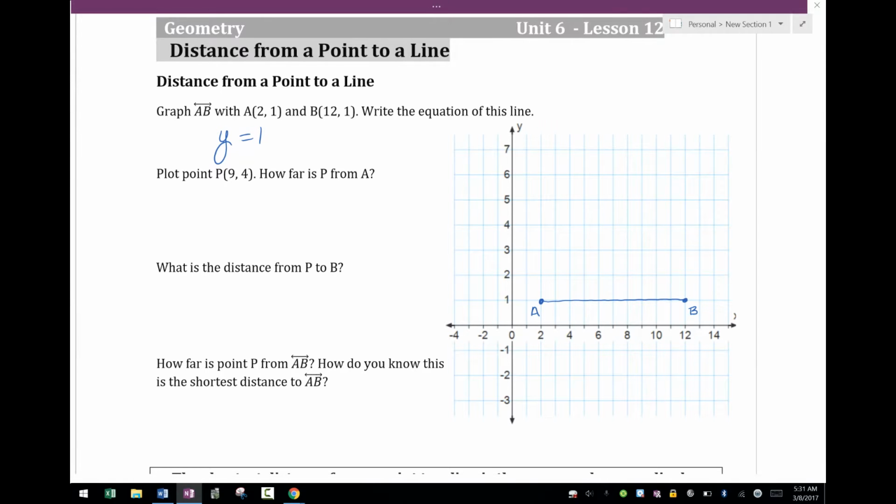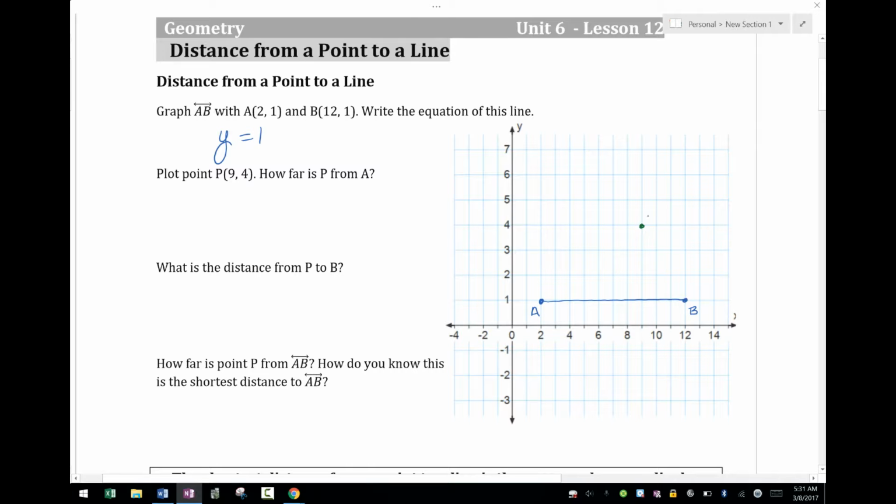And then it says plot the point 9, 4. So I'm going to plot the point 9, 4 and call that P. And it's asking how far is P from A? All right, so I want to do this distance right here, and it's a slanty distance. So if I want to find a slanty distance, I'm going to use the distance formula.